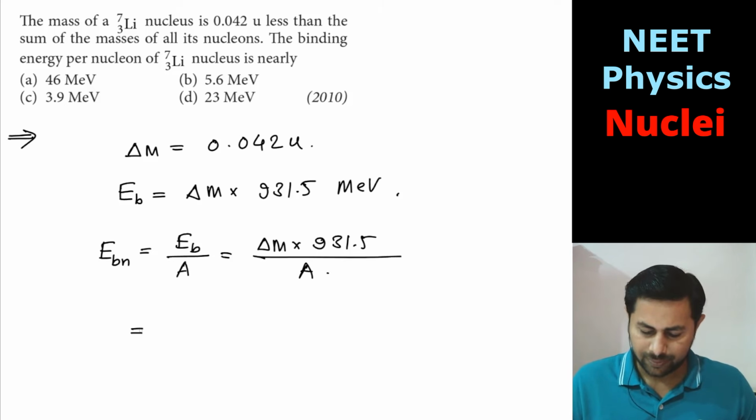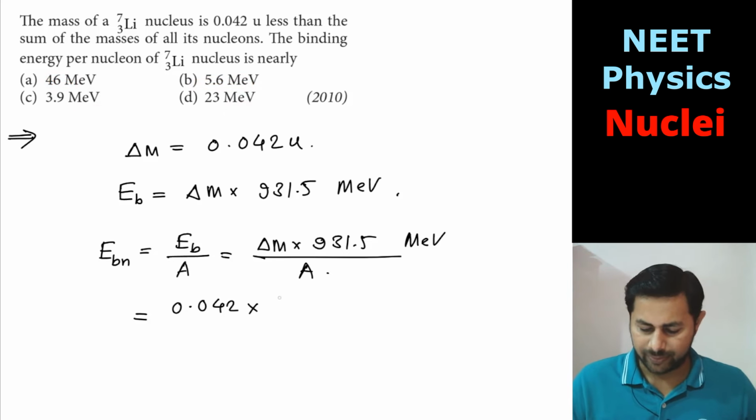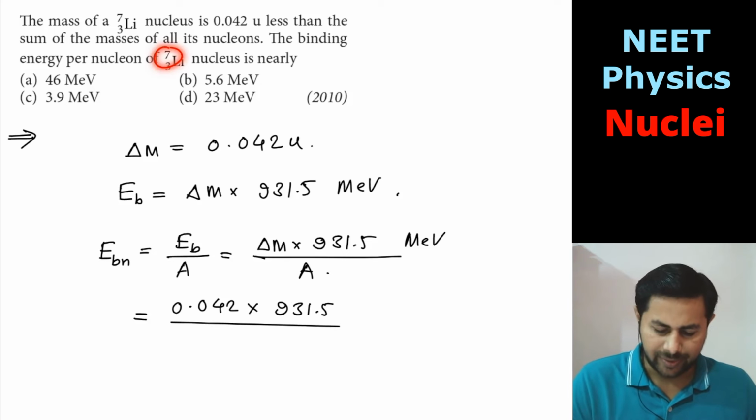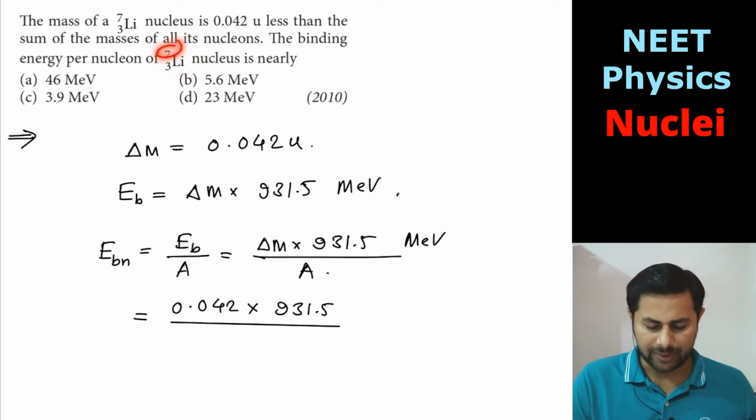So what is delta M? It is 0.042 times 931.5 mega electron volts, and all of the options are given in mega electron volts, no? So let's keep it in mega electron volts only. 931.5 and divided by A. What is A? A is 7, right? So it is lithium 37, mass number would be 7.